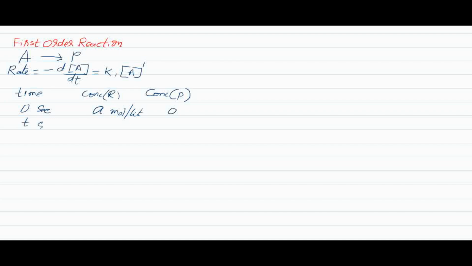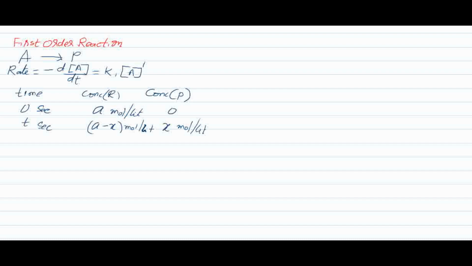After time t seconds, the reactant A is converted into the product. Now x moles of the products are formed in this reaction. After time t seconds, what is the remaining concentration of the reactant A? That is a minus x. So at time t seconds, the concentration of the reactant is a minus x.